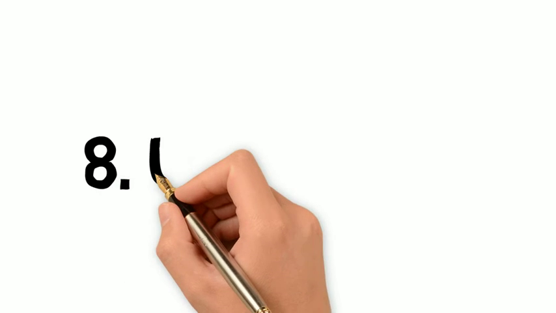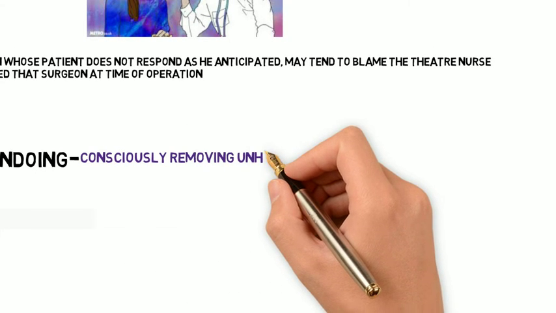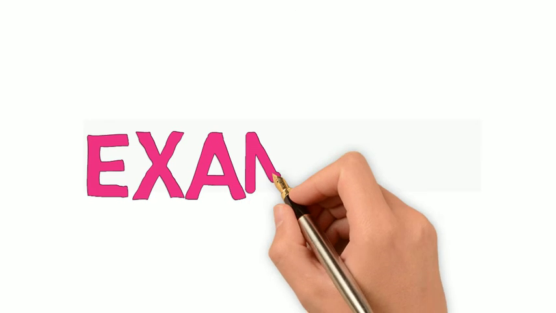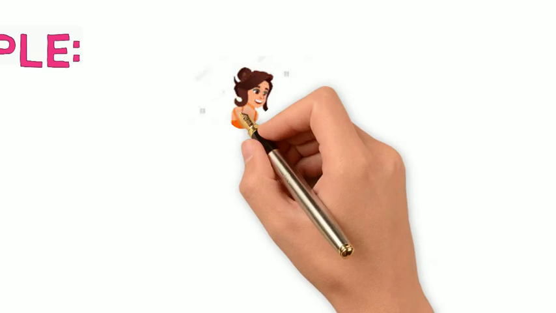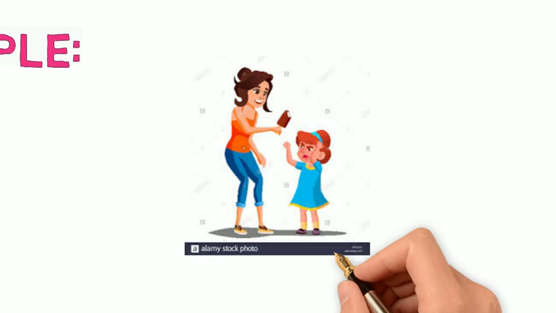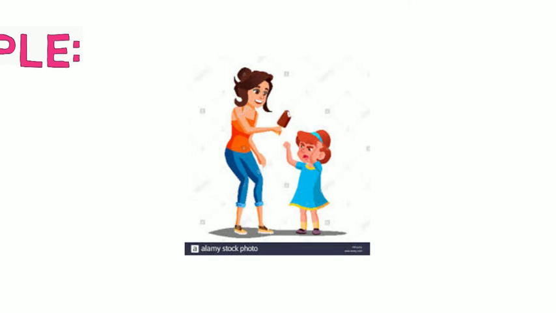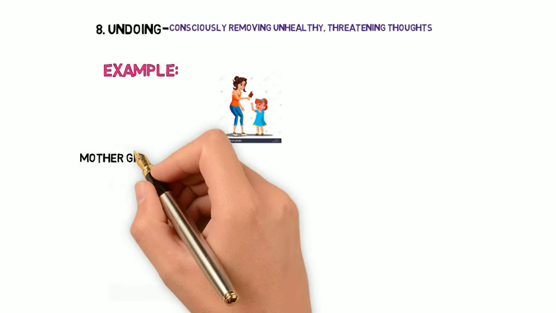Our next defense mechanism is undoing. Undoing means consciously removing unhealthy or threatening thoughts. Example: here is an example of a mother giving a treat to her child who is being punished for a wrongdoing.